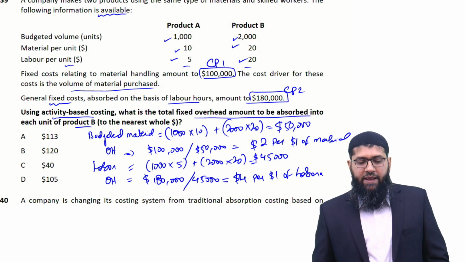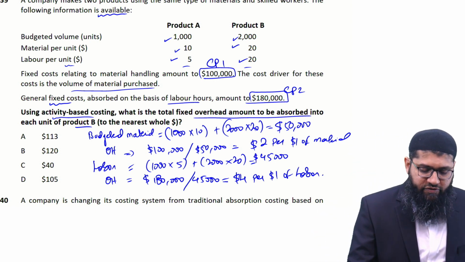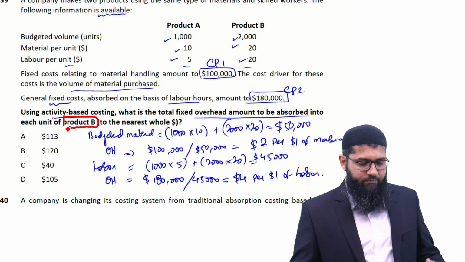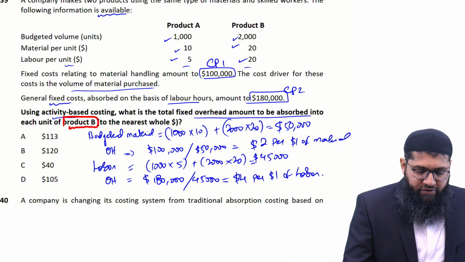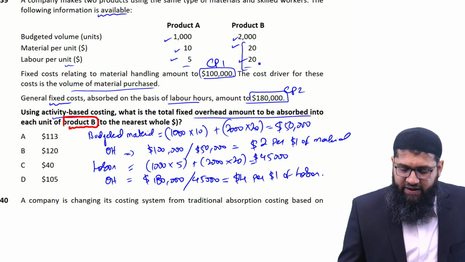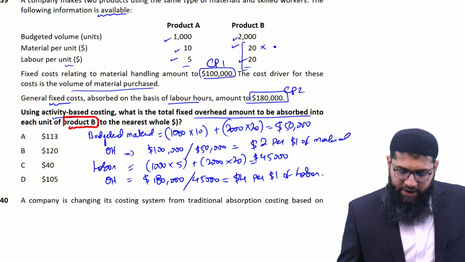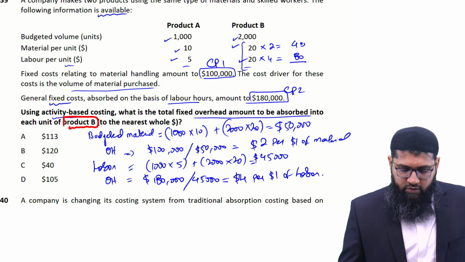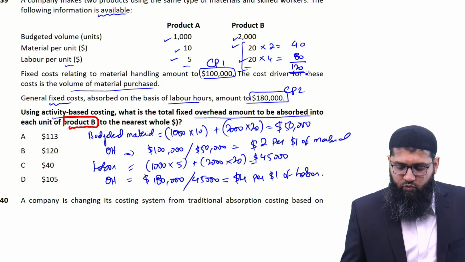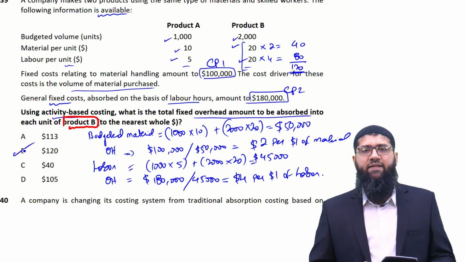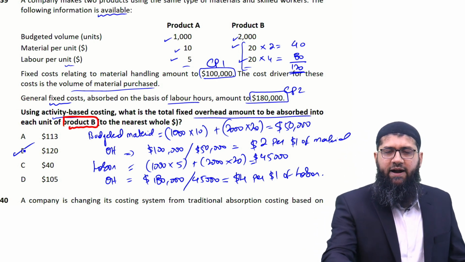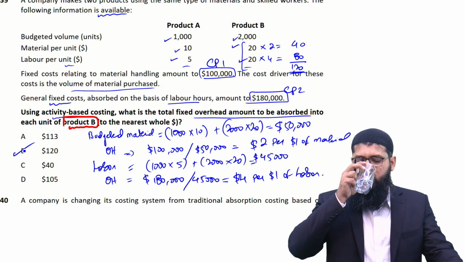Now, the requirement to the question is that you need to establish the cost per unit of product B. How would you do it? Try to understand. You would simply do it like this. Basically 20 multiplied by 2 gives you 40. 20 multiplied by 4 gives you 80. So 40 plus 80 is 120. So you would be absorbing on the basis of material cost. You would be absorbing on the basis of labor cost. That's how you would be absorbing the overheads into it.